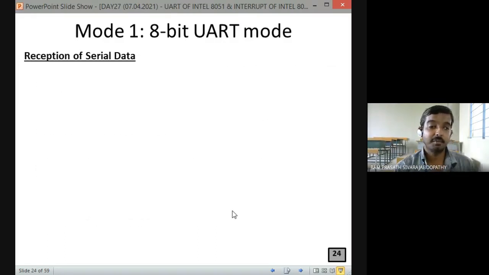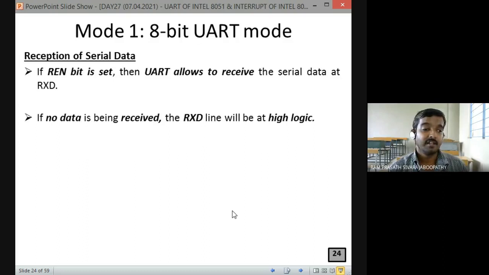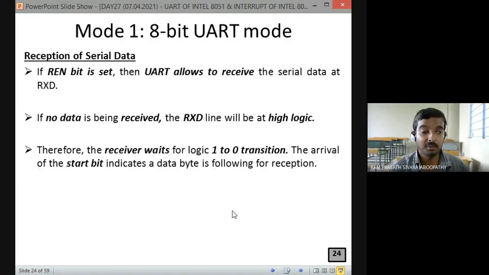This is what happens on the transmission side. On the reception side, if the reception enable bit is set, pay attention, if the REN bit is set, then only the UART allows the incoming serial data. Okay, now assume the REN bit is set. So what about the receiver role? If no data is being received, the RXD line is maintained high. Therefore, the receiver waits for a logic 1 to 0 transition. The arrival of the start bit indicates a data byte is following for reception.